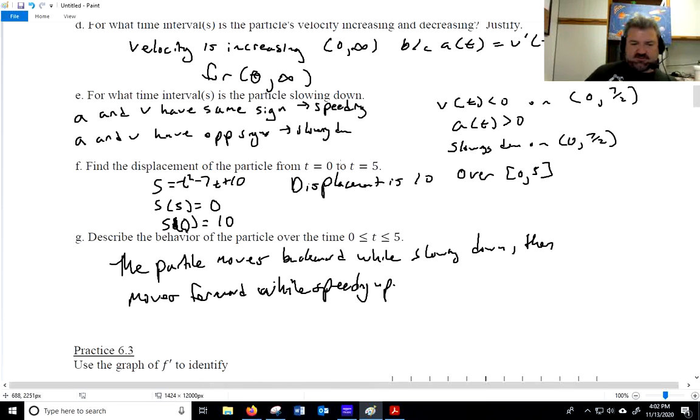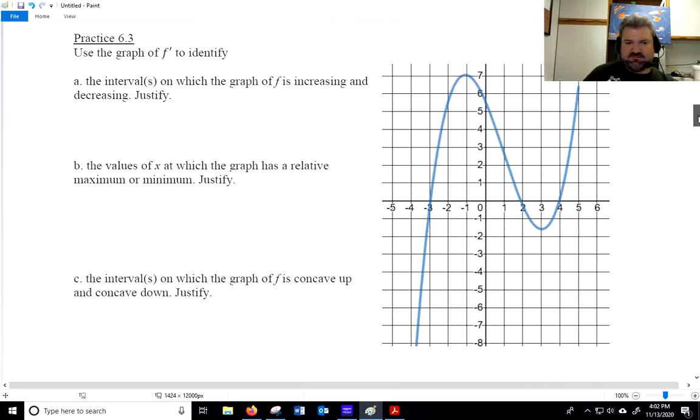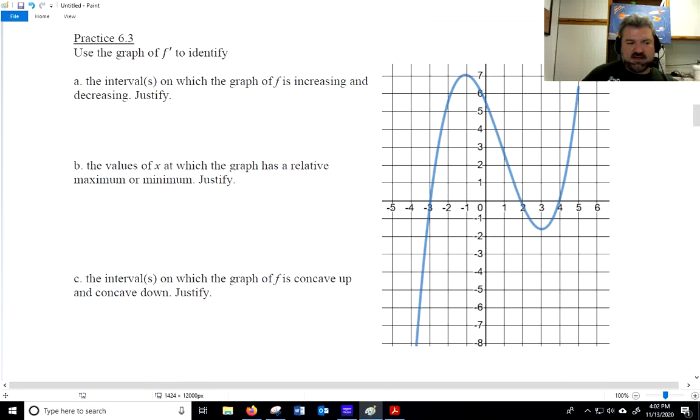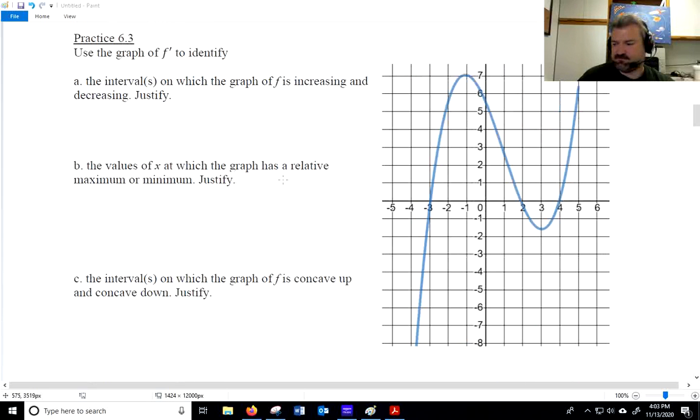Okay, let's take a look at the next problem. It says use a graph of f prime to identify the intervals in which the graph of f is increasing and decreasing. Go ahead and pause the video and give this one a try. Okay, so let's take a look at practice 6.3. If you haven't started it yet, go ahead and try it, or you can do these first few problems and then pause it while you do this last one. All right, let's see how we did.